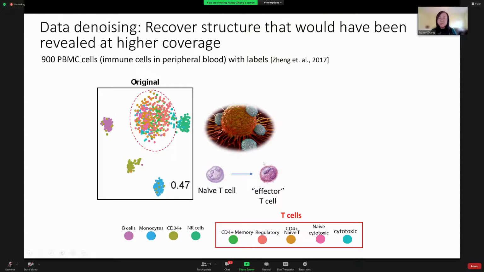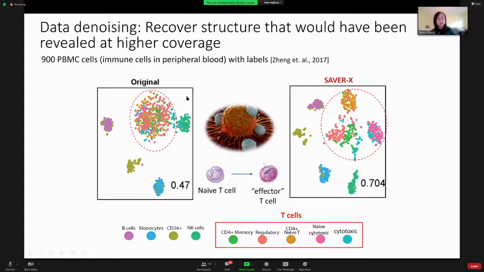So you see that this is a low coverage experiment, I think only less than 1,000 UMI per cell. But with denoising using autoencoder-enabled transfer learning, you are able to tell apart these different T cell subpopulations. And I'll show you how that happens.